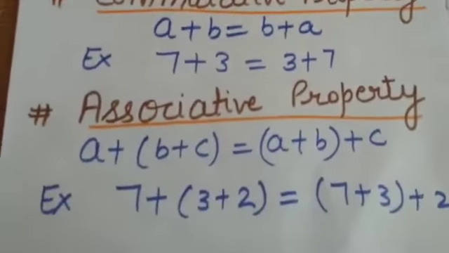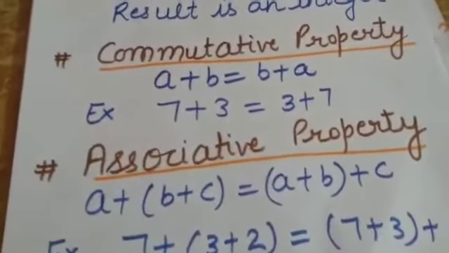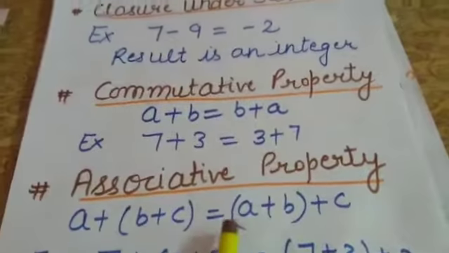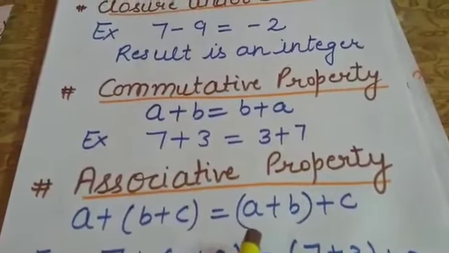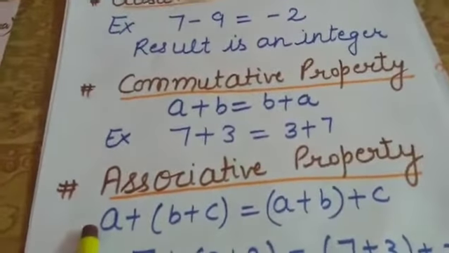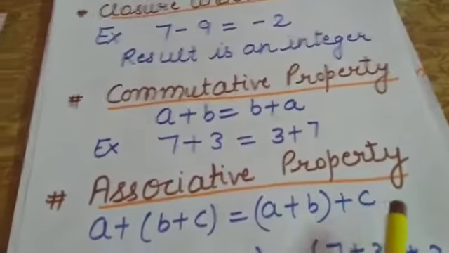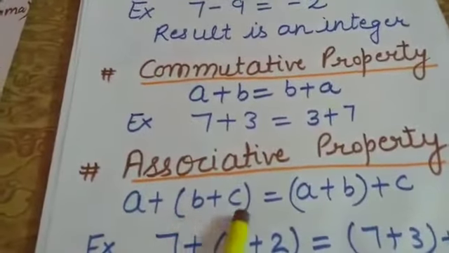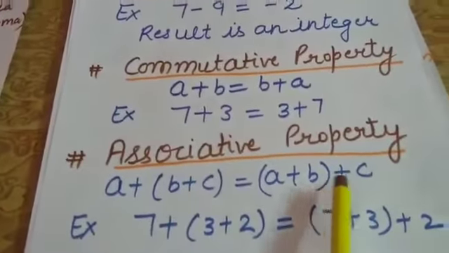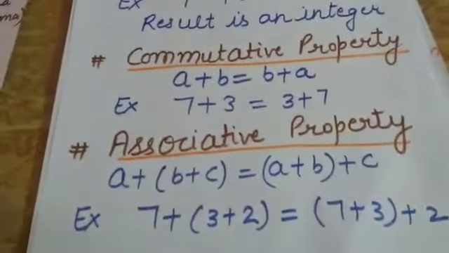Now come to the fourth one, that is the associative property. What this property says is a plus in bracket b plus c equals in bracket a plus b plus c. If you are adding the last two integers to the first one, this will be the same as if you are adding the first two integers with the last one. The answer remains the same, where a, b, c all belong to integers.